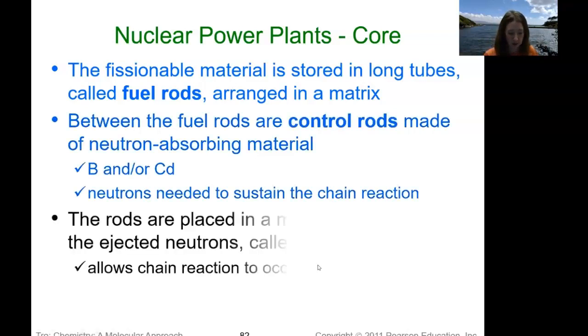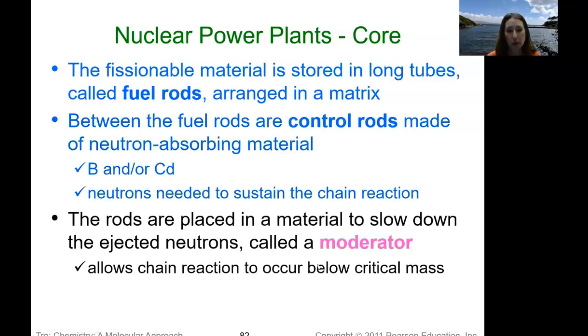And the rods are placed in a material that will slow down the neutrons, and this is a moderator. Sometimes water, sometimes graphite, things that are good at absorbing neutrons.